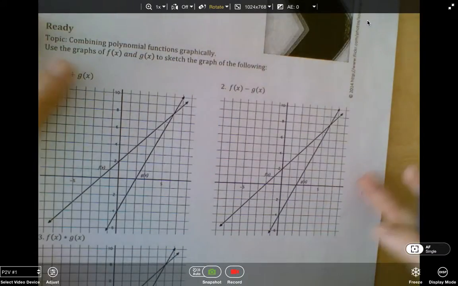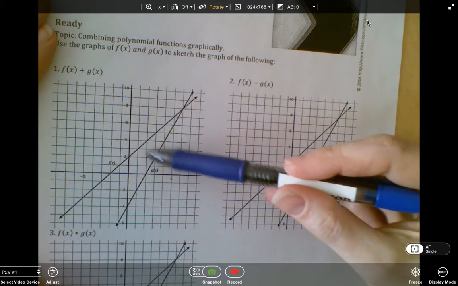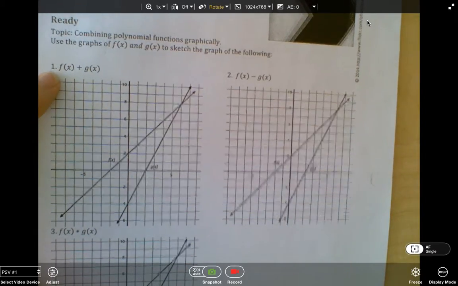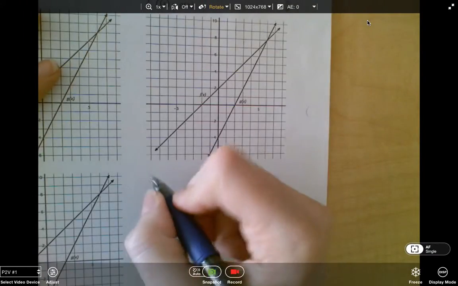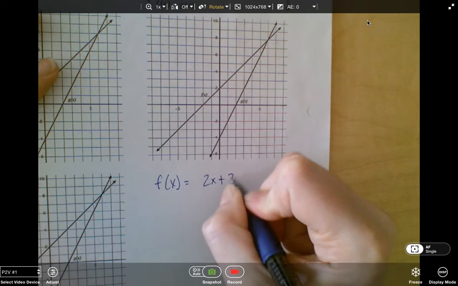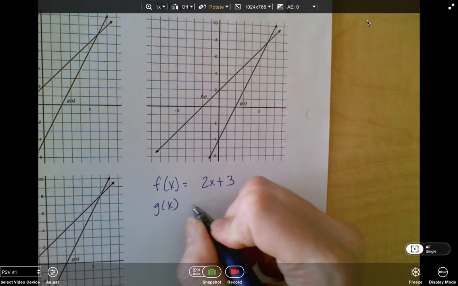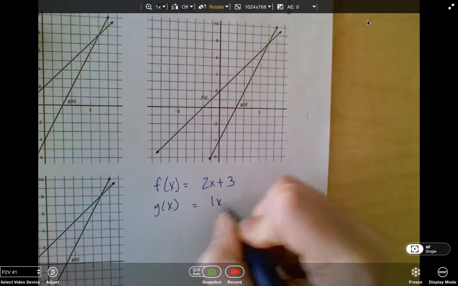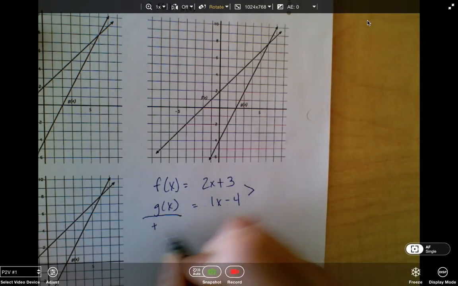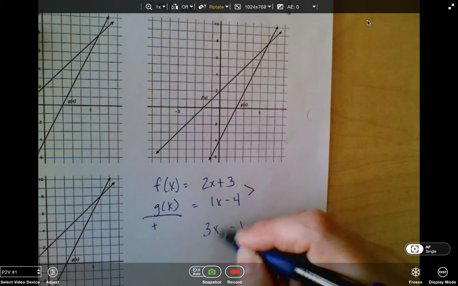So I wanted to go through an example of what you would do on these kinds of questions, how you can take the graph and add two functions together, because a lot of us feel comfortable doing something like: if f of x is 2x plus 3 and g of x is, let's say, 1x minus 4, that we feel pretty good about adding them together in an algebraic sense, so -1 and then 3x.